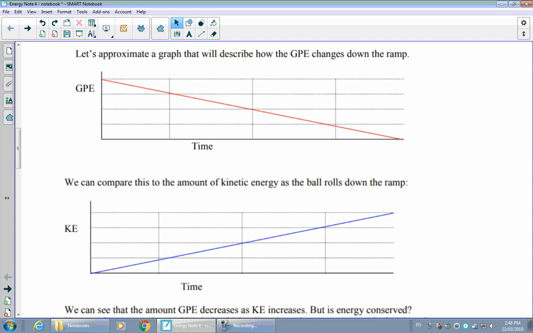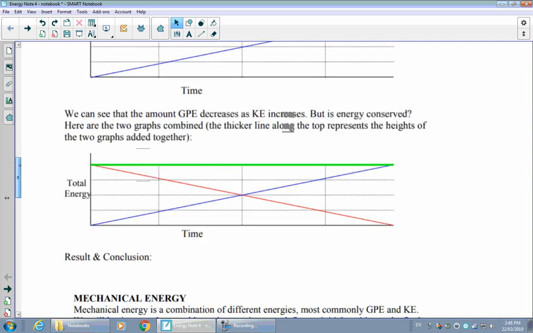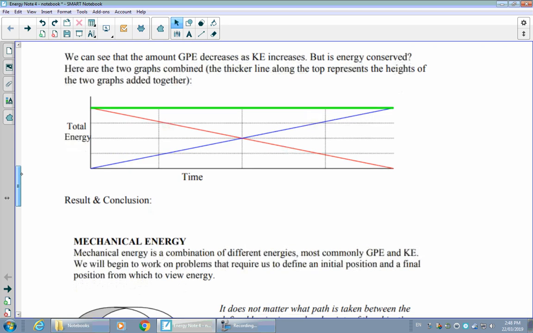Kinetic energy is going to be doing the exact opposite. It's going to start at 0 and rise and increase up to some total amount. And the total amount that the kinetic energy has at the end will end up being the exact same amount that we had in gravitational energy at the beginning. What's even more important is to look at what happens when we put both of those factors together. So, of course, in general, we see that as the GPE is decreasing, the kinetic energy is increasing. But we really want to know, is energy being conserved along the way? And we can actually approach that mathematically if we look at what happens when we put them both together.